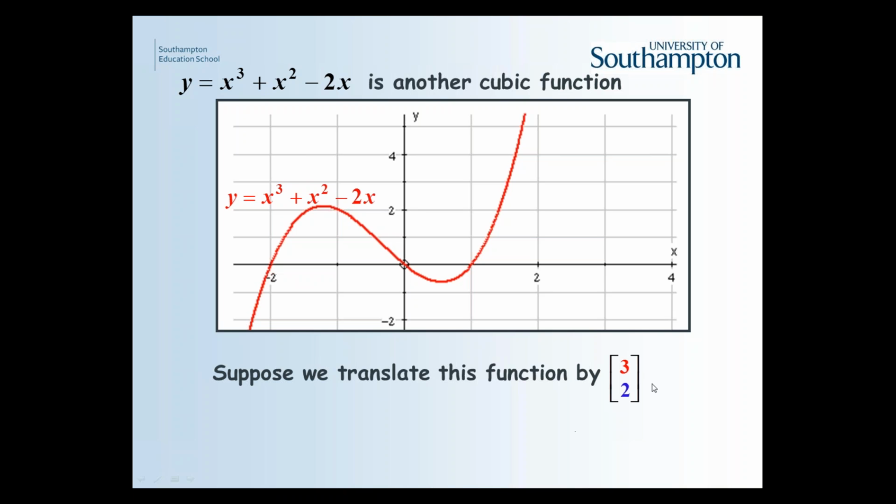So, if we want to translate this function by 3, 2, we think about the bits that we can see. So we can see that this comes at -2, 0, and 1. So all of those bits are going to move exactly the same, 3 along. So the 1 will become 4, the 0 will become 3, the -2 will become 1. And then these ones here are going to go up by 2. So where that's at about 2, it's going to go up to about just above 4. And that one, it's kind of -0.5, isn't it? So I suppose it's going to go up to 1.5.